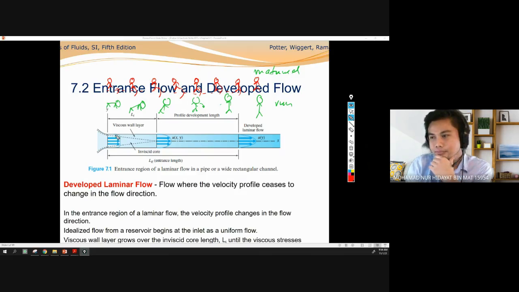So again here, this is the wall. Remember that the wall has so many zombies. This zombie tries to pull you, tries to give you the resistance to flow. Initially there is no zombie, and then once you flow, the zombie tries to pull you, and the flow becomes like this. You can see here we have the viscous wall layer. Viscous means the resistance. So the resistance effect can be felt by the water in this region only.